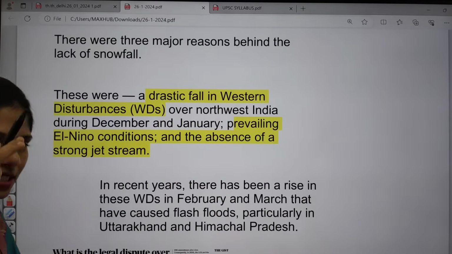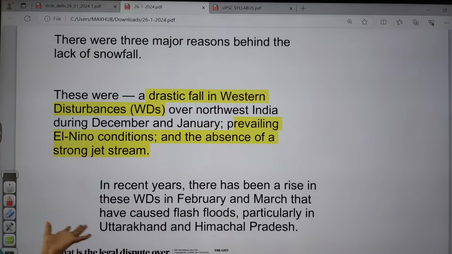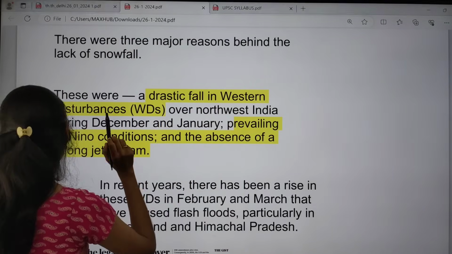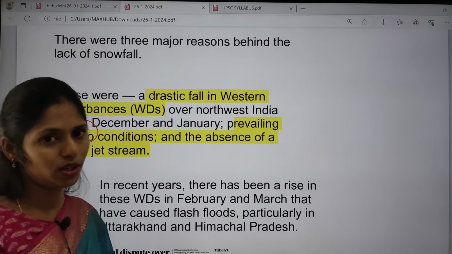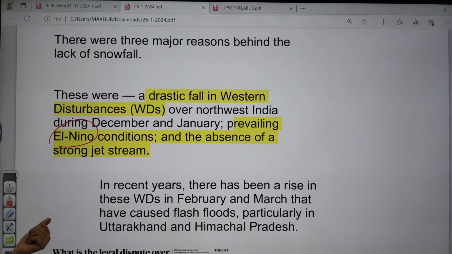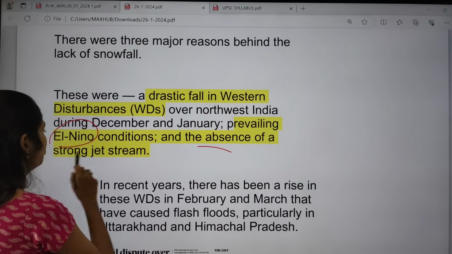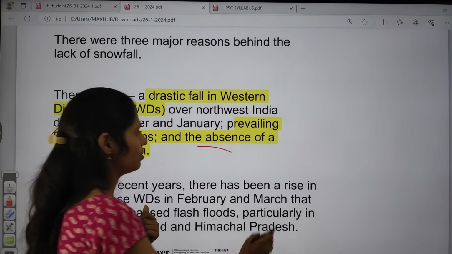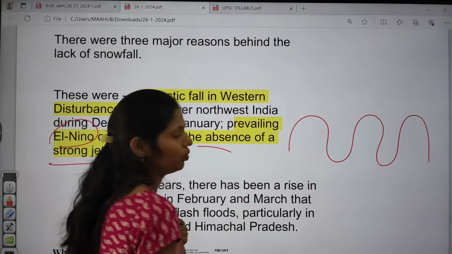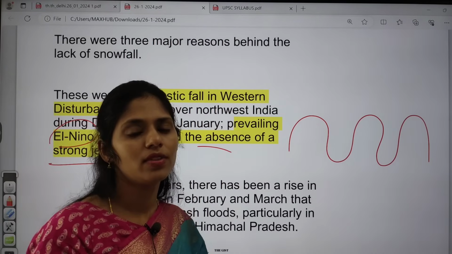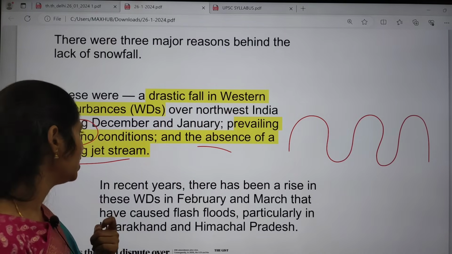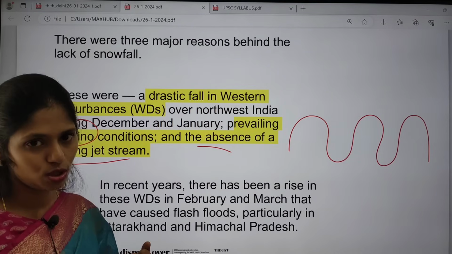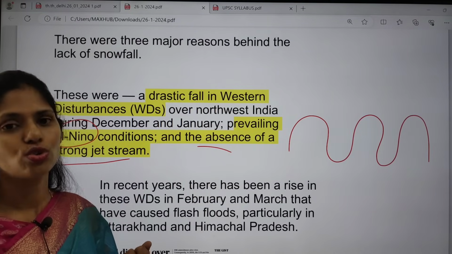The first one is a drastic fall in western disturbance. The cool air which is coming from the west has decreased. Okay, that is one important thing. The next one is that this year we have El Nino conditions, that is, we are seeing warmth. Because of this there is no rainfall or snowfall, and there is also an absence of a strong jet stream. The jet streams are permanent wind systems which move at very, very high speed, and there is an absence of a strong jet stream. That is also one important reason because of which there is no snowfall.